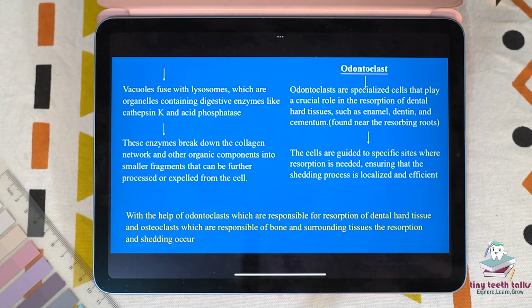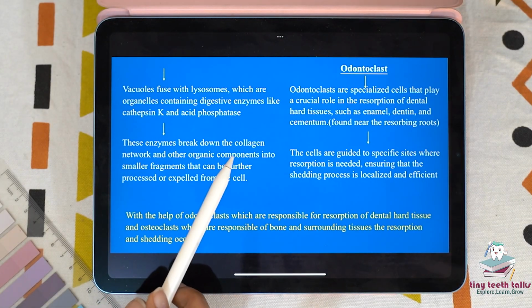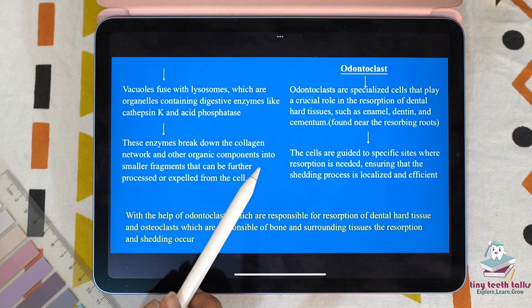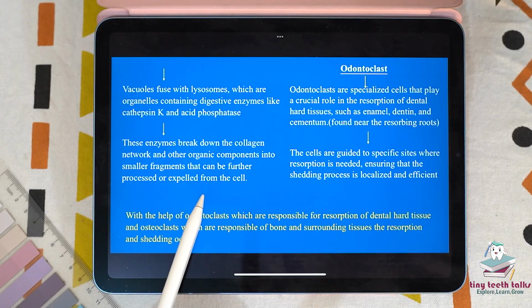Now, these released crystals and the collagen fragments are engulfed by the osteoclast through a process called endocytosis. Once inside the osteoclast, the materials are directed towards the vacuoles, which are membrane-bound compartments within the cell, and these vacuoles fuse with lysosomes, which are organelles containing digestive enzymes like cathepsin K and acid phosphatase. These enzymes break down the collagen network and other organic components into smaller fragments that can be further processed or expelled from the cell.